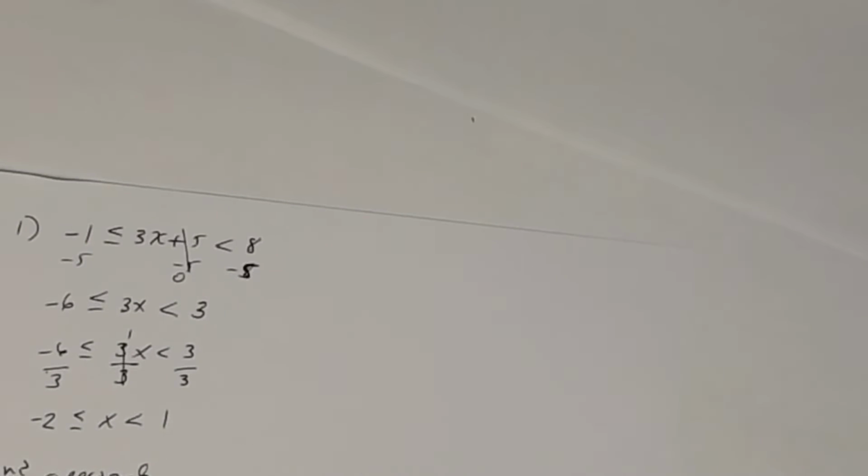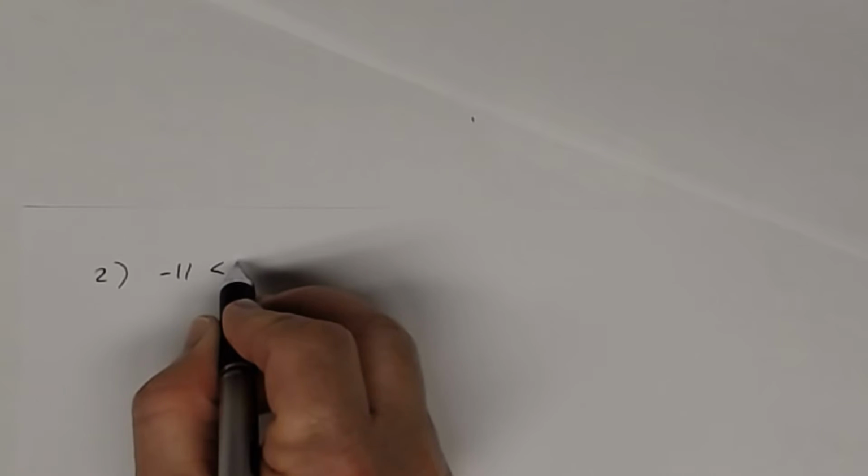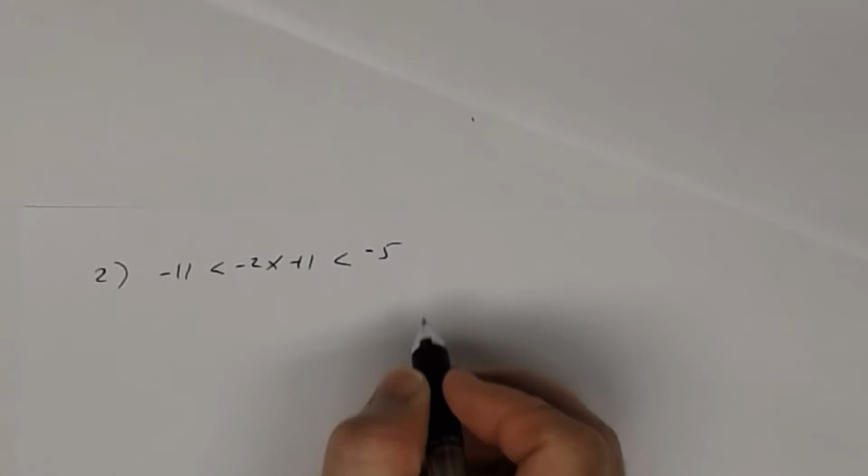Okay, number 2, let's look at number 2. So number 2 is similar to number 1, except we have to use another property that we've learned. All right, so let's look at number 2. So number 2, we have negative 11 is less than negative 2x plus 1 is less than negative 5.